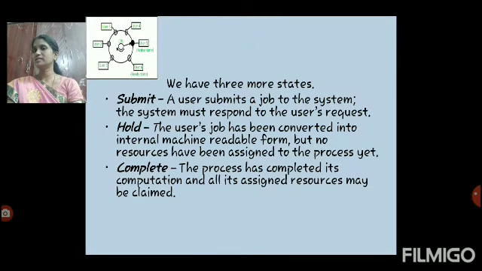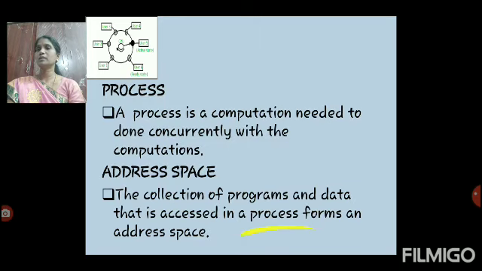We see the 3 added states. Submit. A user submits a job to a system. So that is the submit state. When a user is submitting a job, that state of a process is called submit state. The system must respond to the user's request, of course. So the next one is hold state. What is a hold state? A user's job has been converted into internal machine readable form, right? So after submit, it comes to the hold state. In that state, the job is converted into machine readable form, but no resources have yet been allocated to the process, right? So the last one is complete state. So obviously when the process is over, it comes to the complete state, right?